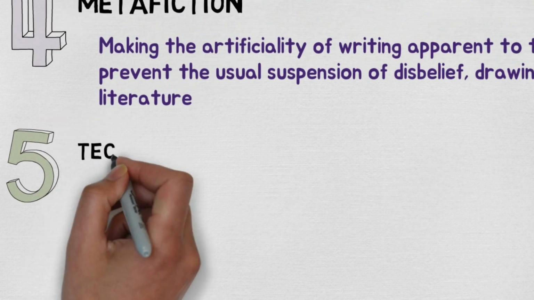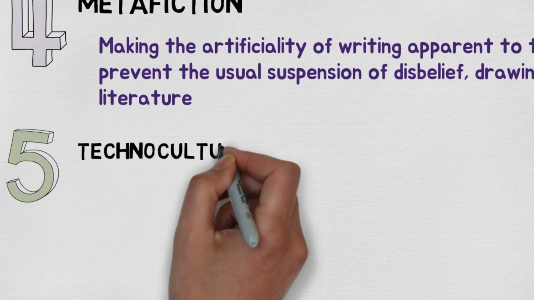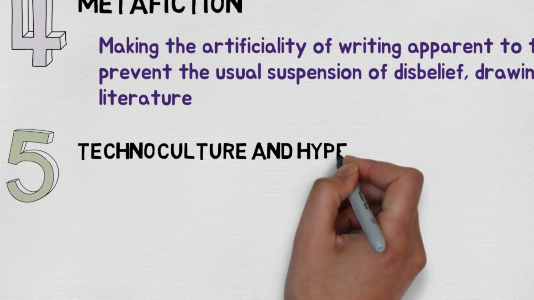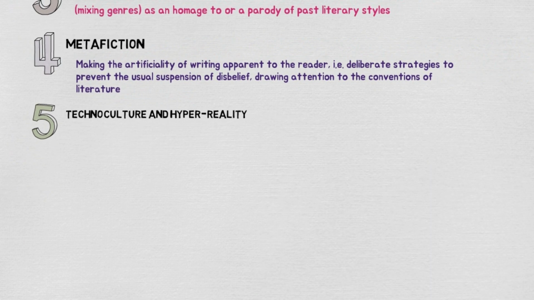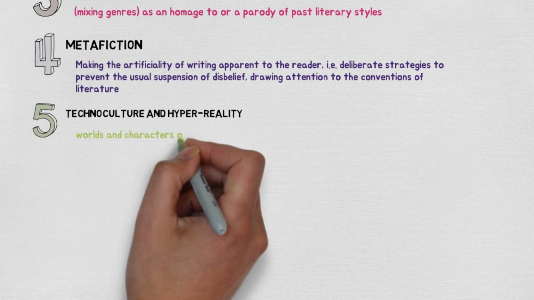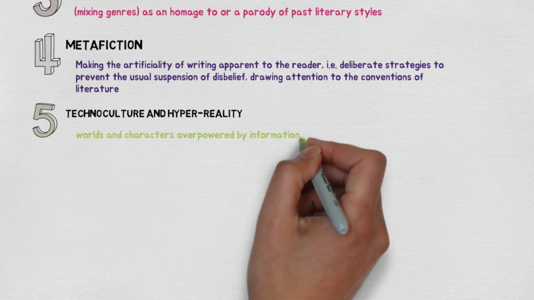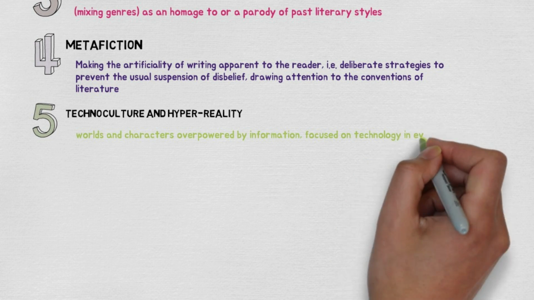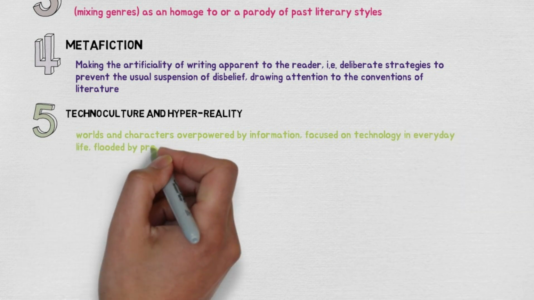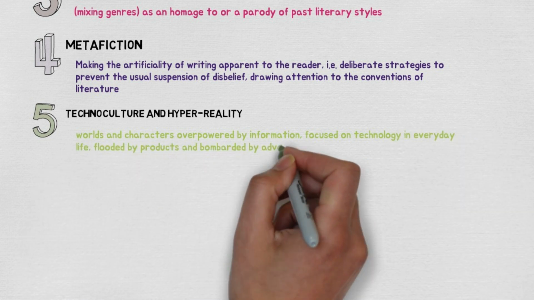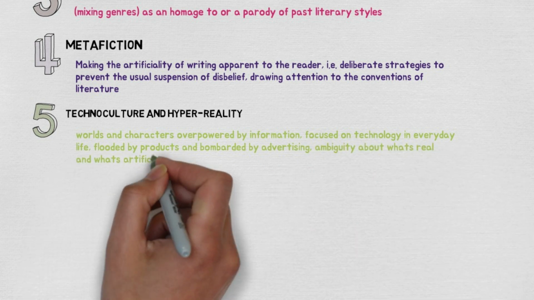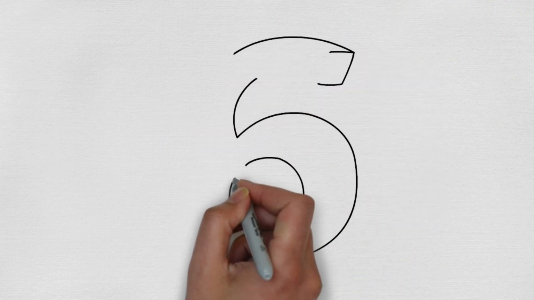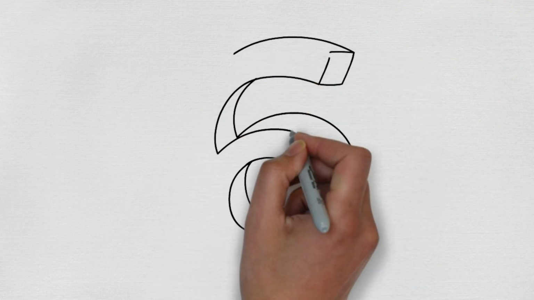Number five element of postmodernism is technoculture and hyperreality. Hyperreality, or you may call it a super reality. So, the worlds and characters overpowered by information, focused on technology in everyday life, and flooded by products and bombarded by advertising, ambiguity about what's real and what's artificial. So, this is all about the technoculture. This is all about something superior to reality.